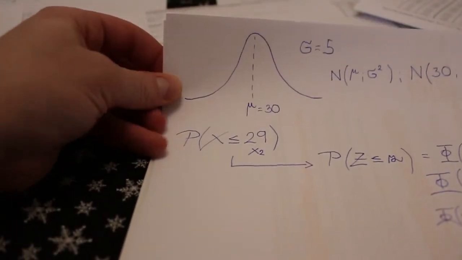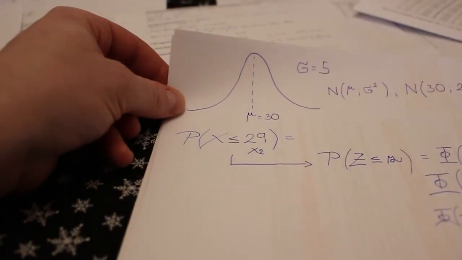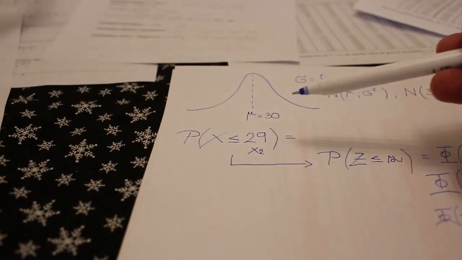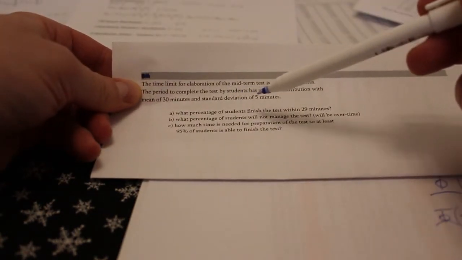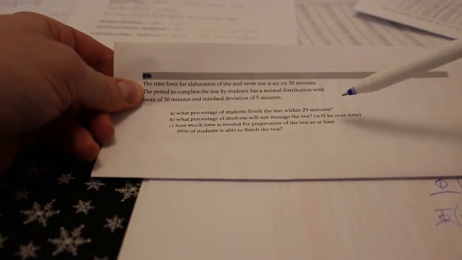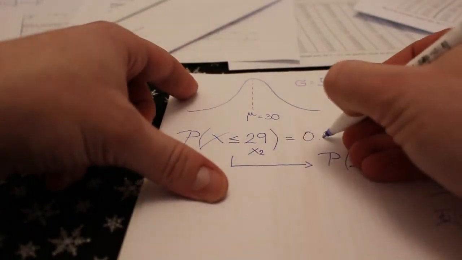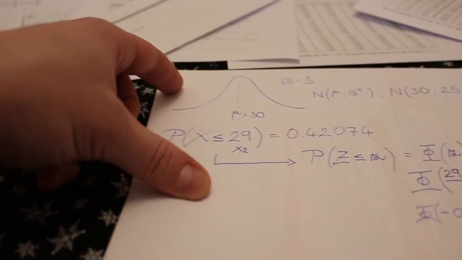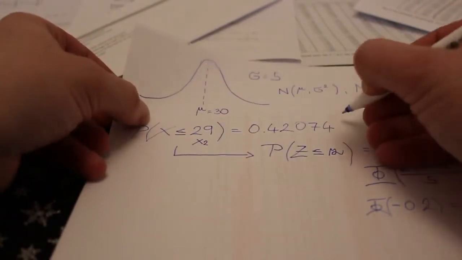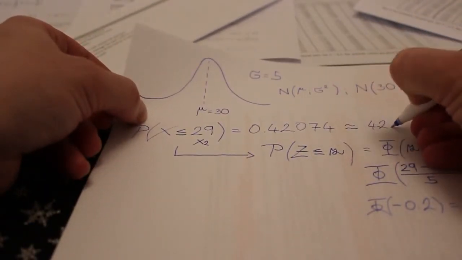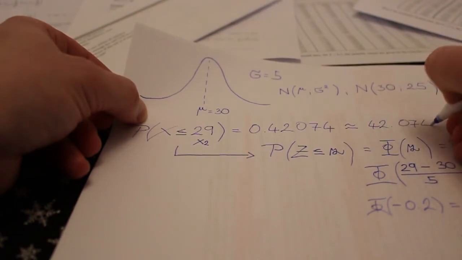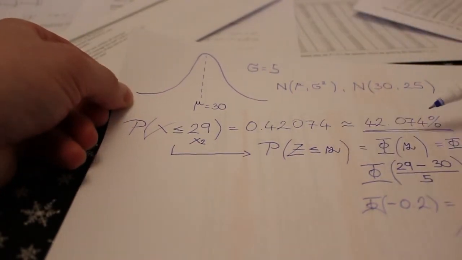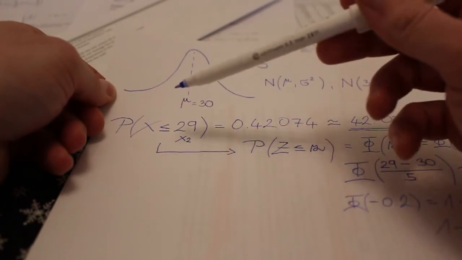And I will do it here. This probability that random variable x will be smaller or equal to 29 minutes means what percentage of students finish the test within 29 minutes. This is equal to 0.42074, which can be rewritten in percent like 42.074%.